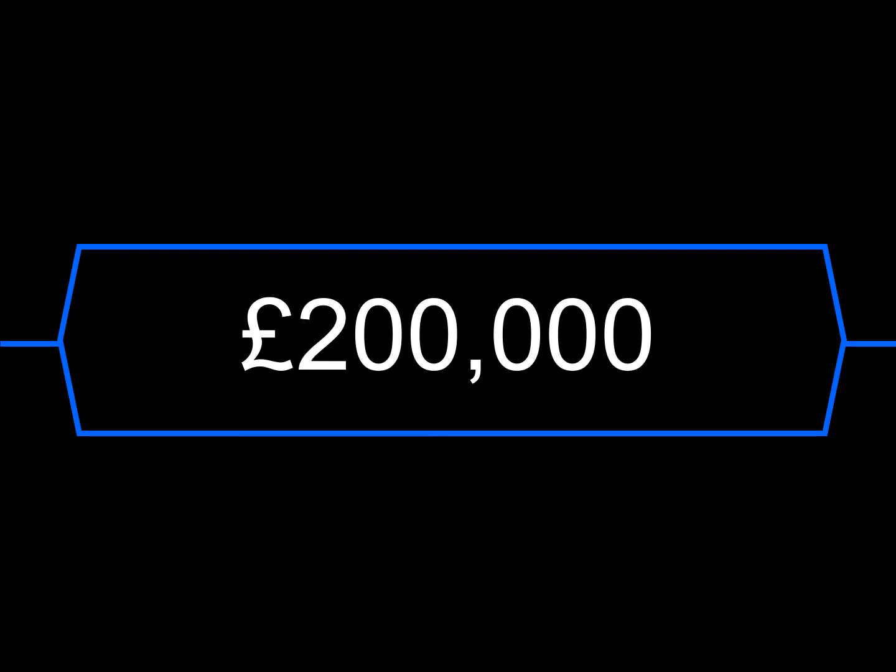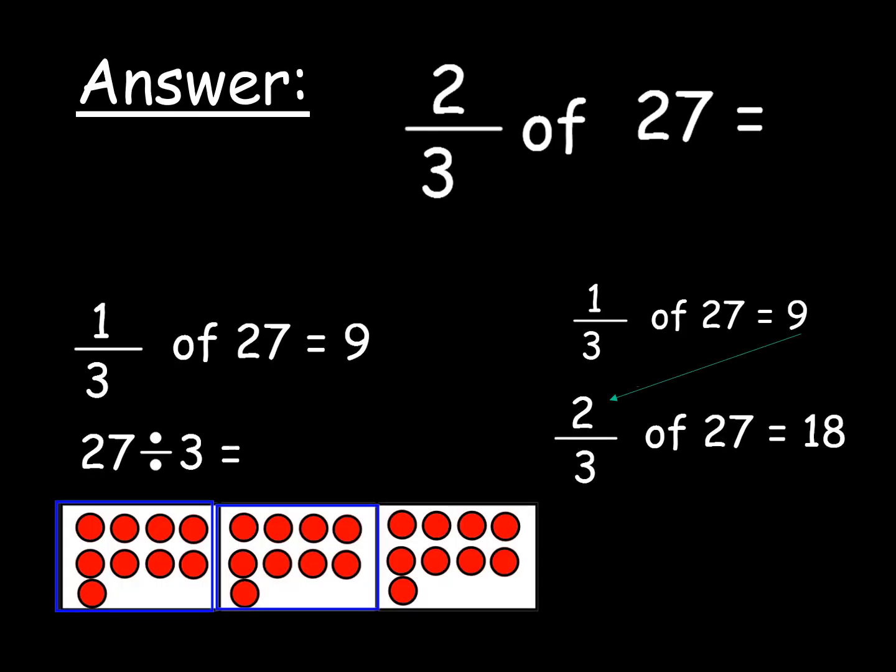£200,000. Imagine if this was real, we wish. So to work it out, you needed to work out 1/3 of 27 first. And we know that's the same as saying 27 divided by 3. So if I had 3 equal squares and I divided 27 counters into those 3 squares, 1/3 would have been 9 counters. But to work out 2/3, I would have counted 2 boxes. So it would have been 18 counters.